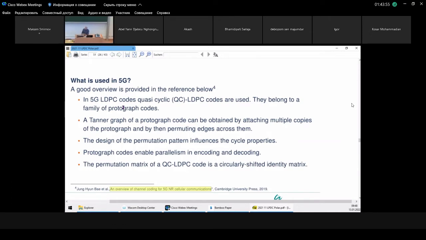Okay, so then we will actually see how to get the Tanner graph for such a so-called protograph code, by attaching multiple copies. And we will see that these matrices that are repeated in the parity check matrix are shifted identity matrices. Again, this has the advantage of being efficient to decode. So mostly the structure of these 5G matrices results from the constraint that we want to decode them efficiently. And here we again have enabled parallelism in encoding, and so very efficient.